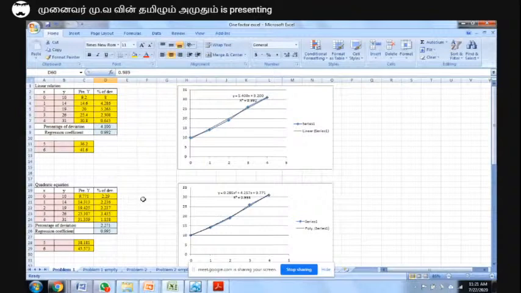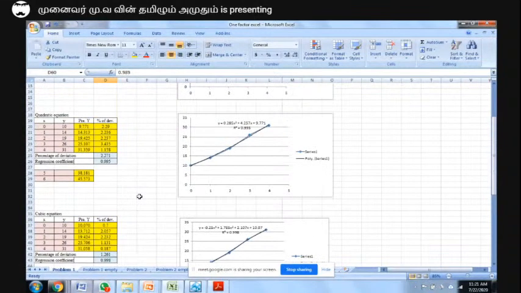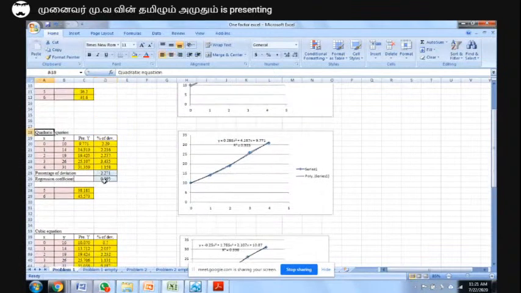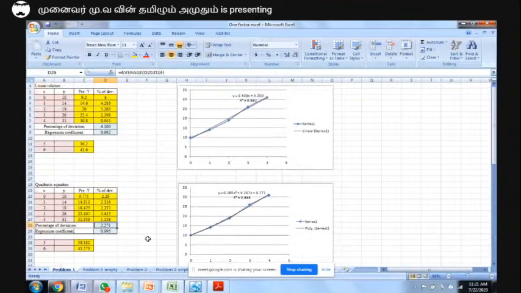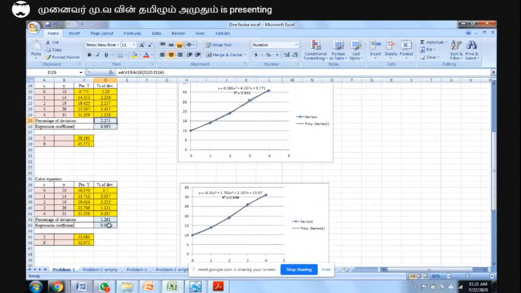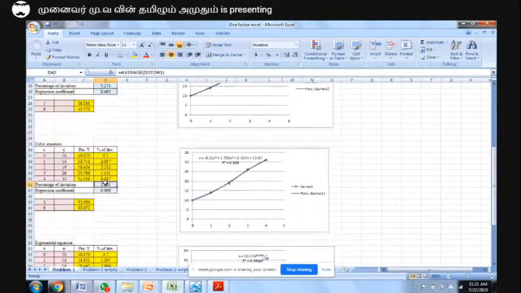Here, the quadratic equation has a superior regression coefficient, that is 0.995. Similarly, it has the least percentage of deviation. No, cubic has the superior R square value, and the respective average percentage of deviation is low when compared with the other empirical models. Therefore, in this particular case, the cubic equation is suggested.